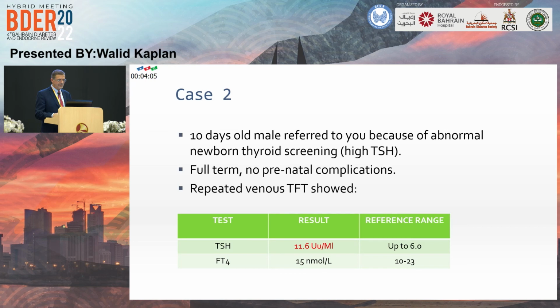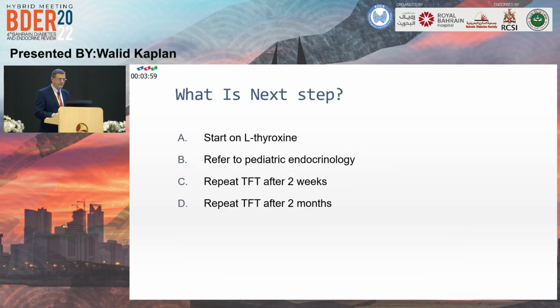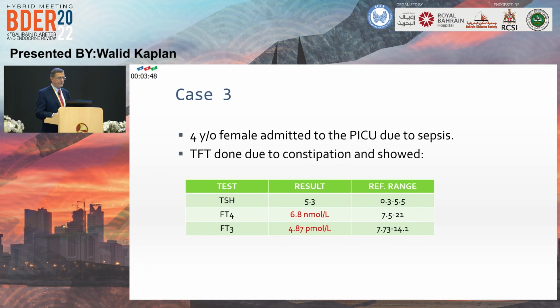So back to the case that I presented, it's a 10-day-old and TSH in the range of 6 to 20. So basically you can repeat after 2 weeks. You can refer to pediatric endocrinology if you don't feel comfortable, but again, if this case ends up being normal, this is unnecessary referral.